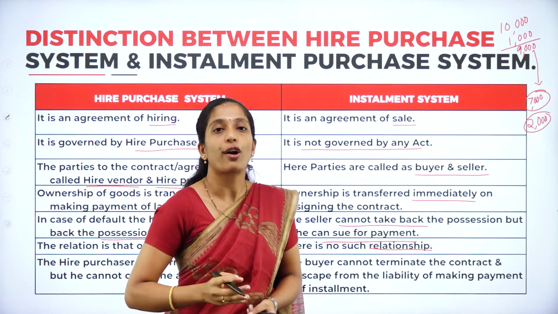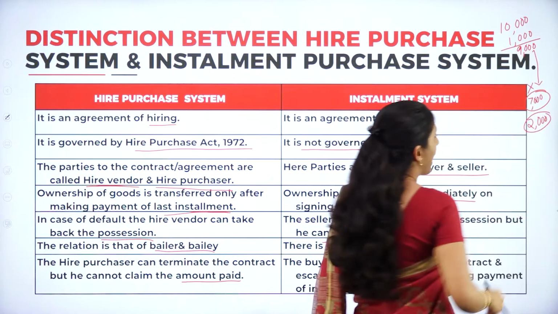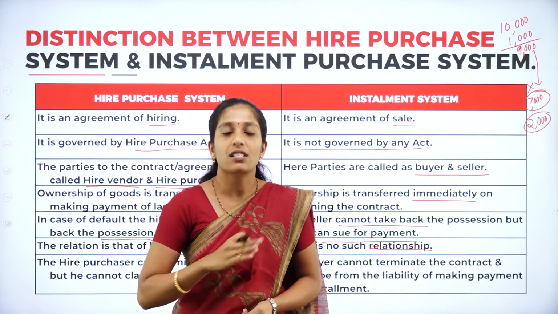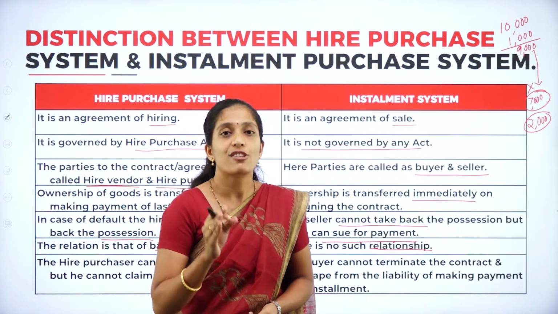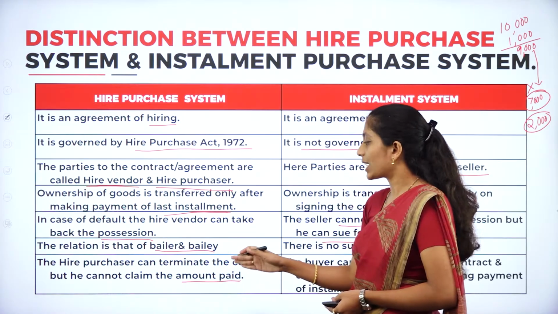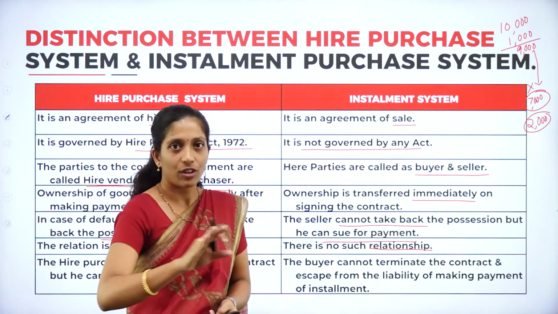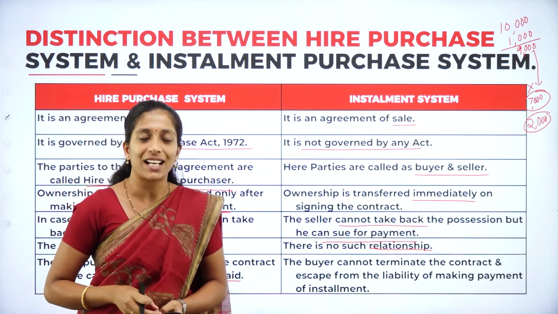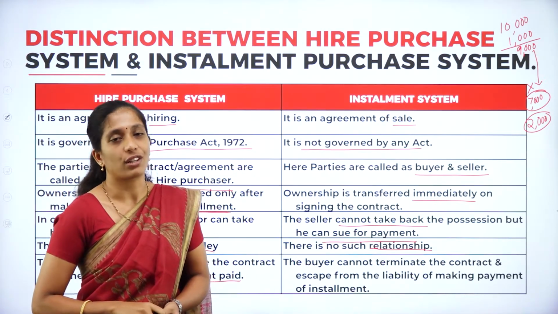But 7,000 is already paid by the hire purchaser to the hire seller. So this 7,000 will not go back to the hire purchaser along with the amount paid. So here the hire purchaser will not get the amount paid. At the same time, he will not get the goods also if he fails to pay any of the installments. So this point tells that the hire purchaser can terminate the contract, but he cannot claim the amount paid. So whatever amount is paid will not be refunded by the hire seller. So here the goods also will be taken by the hire seller. At the same time, whatever amount is paid by the hire purchaser will also be a benefit for the hire seller.